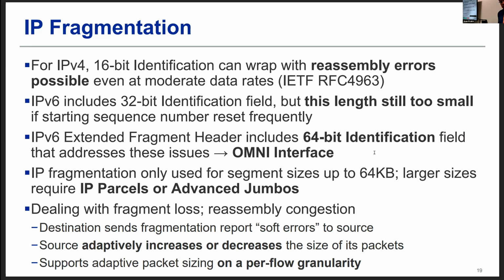Now, dealing with fragment loss and reassembly congestion, the destination would send a fragmentation report soft error to the source. The source can then adaptively increase or decrease the size of its packets. This supports adaptive packet sizing on a per flow granularity. So some of the criticisms about IP fragmentation were that if you lose a fragment, it's terrible. Well, no, it's not really terrible if you are adaptive. Just simply start sending smaller packets and grow to larger packets in the future if you can. So it becomes a sliding window of packet sizes based on network conditions.